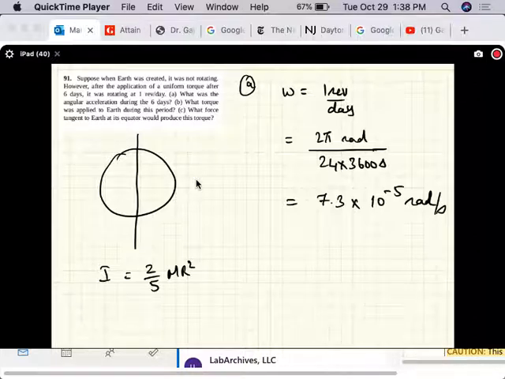So that's about 4 millidegrees per second. That's what that translates to.